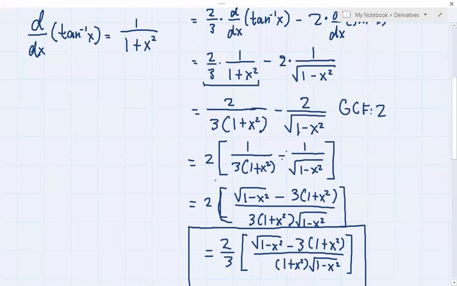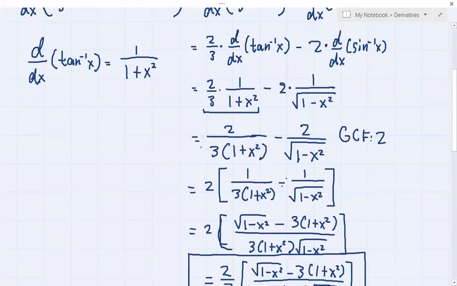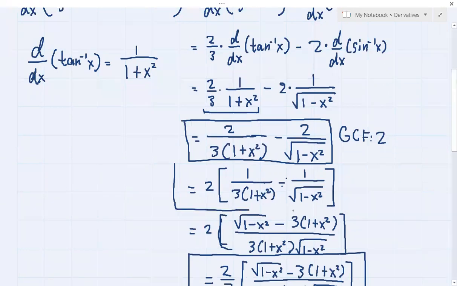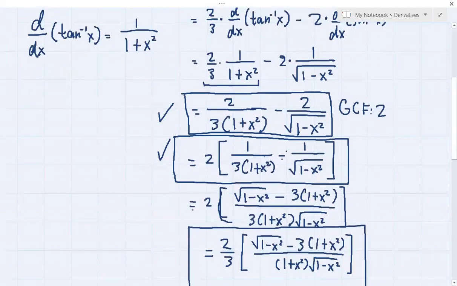Kung ayaw nyo na talagang ng medyo complicated, then syempre, piliin nyo to. Either this one or this one. Okay? This first two choices na answer. Ito or ito. I'm just giving you multiple possible answers for this case. Alright?